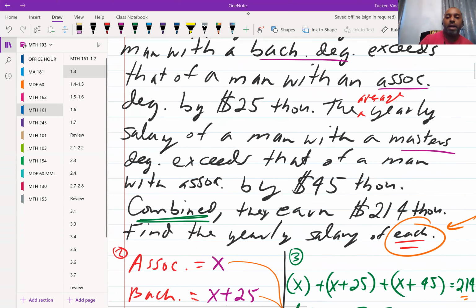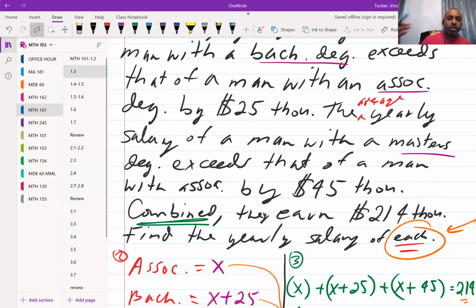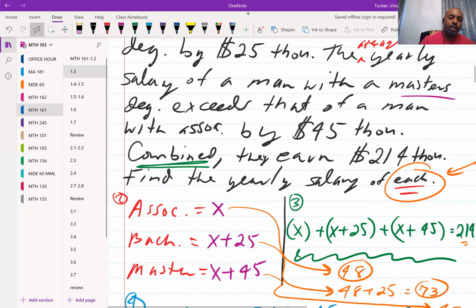So the man with the bachelor's exceeds that of a man with the associate's by 25,000. So if you exceed somebody by 25,000, that means that they have their salary, and then when you add 25 to it, that would be my salary. So that's why the bachelor's is X plus 25. And then the guy with the master's exceeds the guy with the associate's by 45. So that's X plus 45.